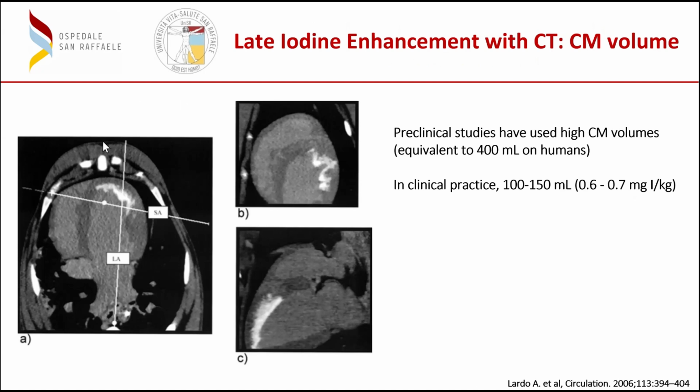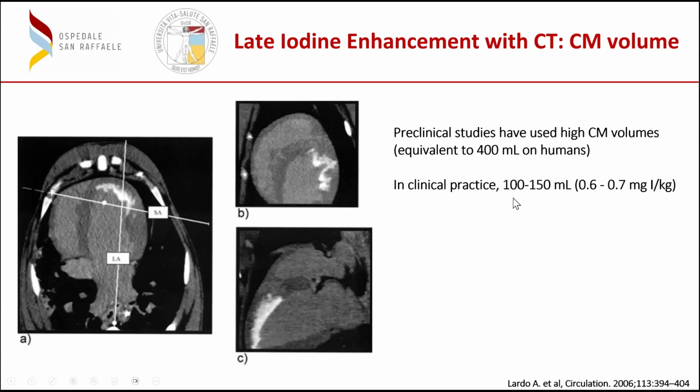For example, essentially to use the same approach that we use in the liver. You know that for the imaging of the liver in CT, essentially we are around a dose of 0.6, 0.7 milligrams of iodine per kilogram of weight, and this is the same amount of contrast media that we have to use for the characterization of the myocardium.